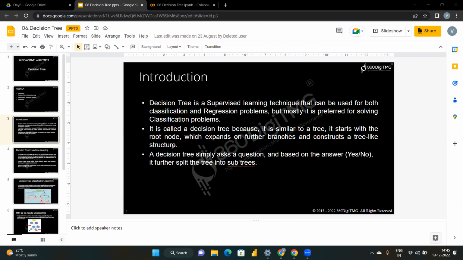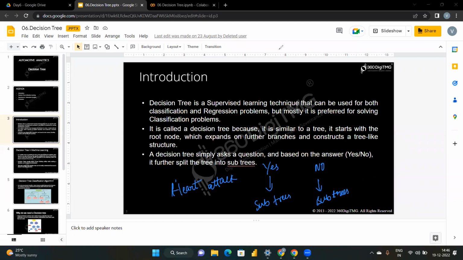A decision tree simply asks a question, and based on the answer, yes or no, it further splits the tree into subsets. Let me take an example: is the person going to have a heart attack or not? What are all the reasons we have, like smoking and so on? If the answer is yes, we'll have many subtrees to calculate from, and if we say no, we'll also have some subtrees, where we'll have different types of classifications. Then we'll move on with the roots and nodes.